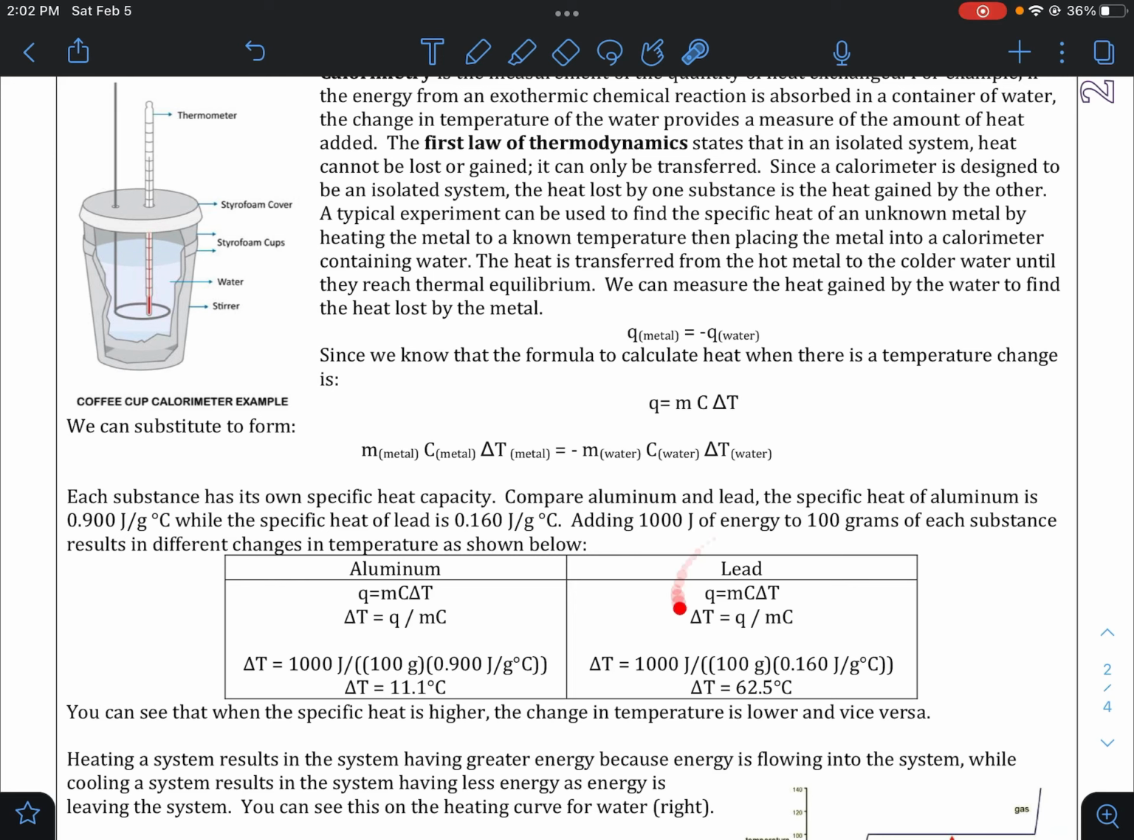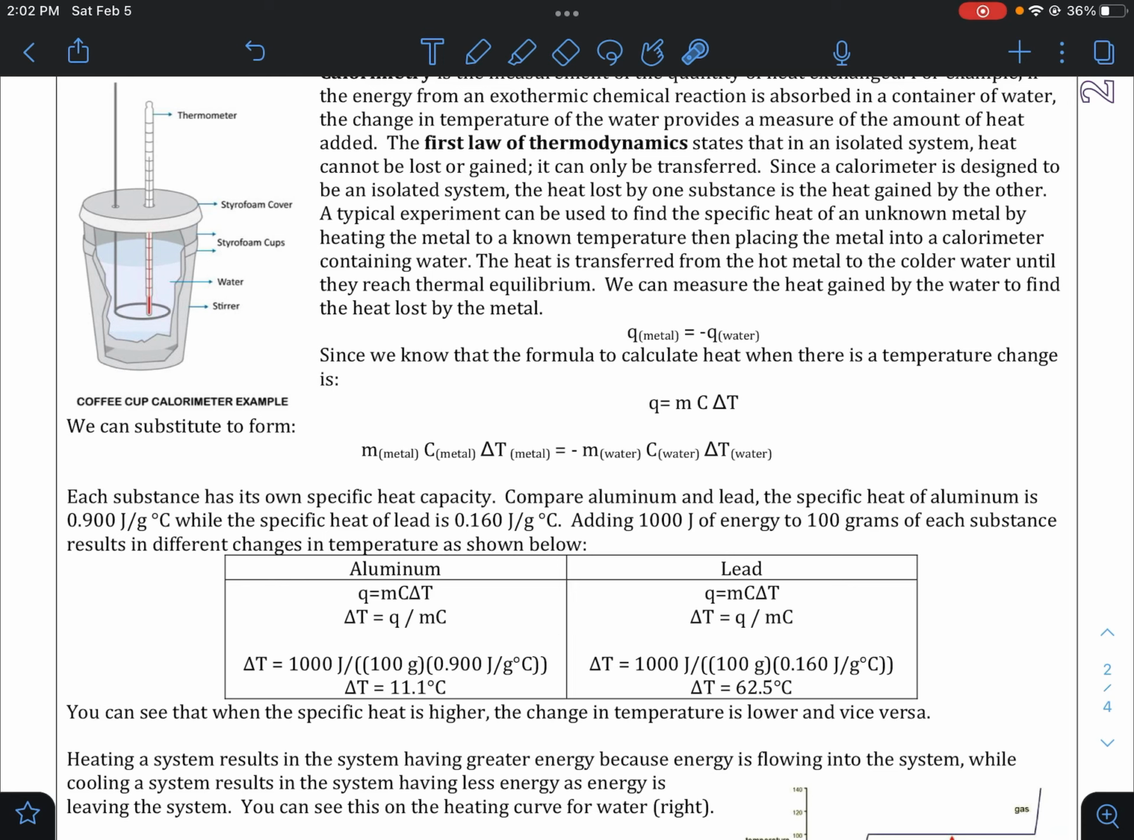So for example, if we look at aluminum versus lead, at the end there are their specific heat capacities. Aluminum has a really okay heat capacity, it's 0.9. But if we look at lead, that is 0.160. So what that means is that if we give both of these systems the same mass and the same amount of heat, Q, it's going to be easier to raise the temperature of lead.